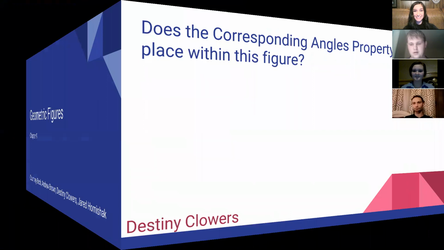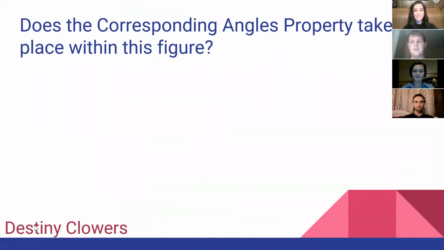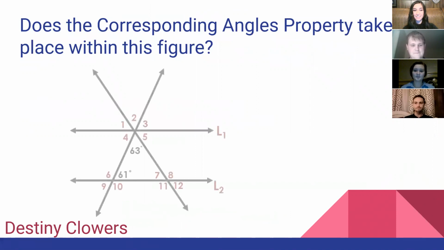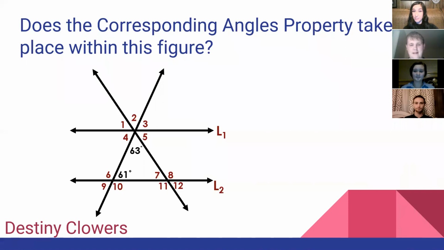All right. First, does the corresponding angles property take place within the figure? Let's see. In order to answer your question, Jared, I think it's important for us to understand a few definitions before we get started. So according to this figure, we have two parallel lines that are labeled as lines 1 and 2.